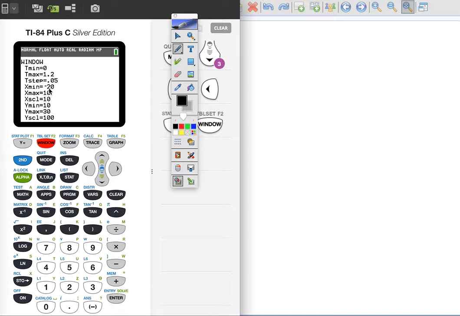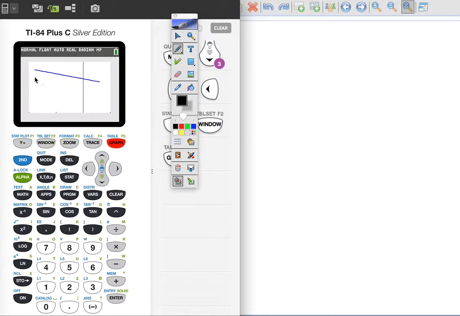My x minimum value is negative 20, so that'll be the left-hand boundary of my window. My x maximum is 10, so it'll be the right-hand boundary. And the scale is going to be 10. This is supposed to be what's happening on a football field, so I've got 10-yard markers. And my y minimum is 10, my y maximum is 30. And here I made the scale large so it doesn't show up. I could just as easily have made that 0. So here's the graph, okay?